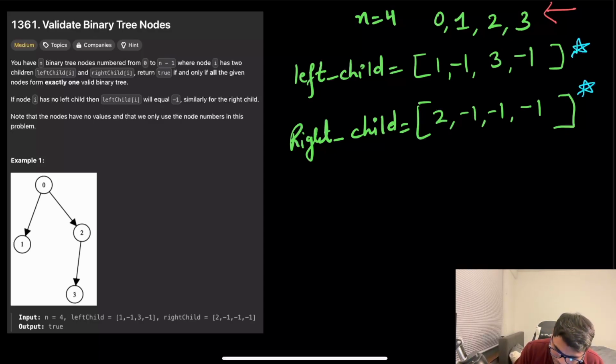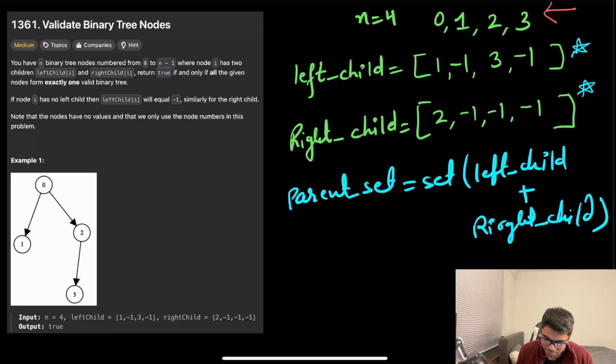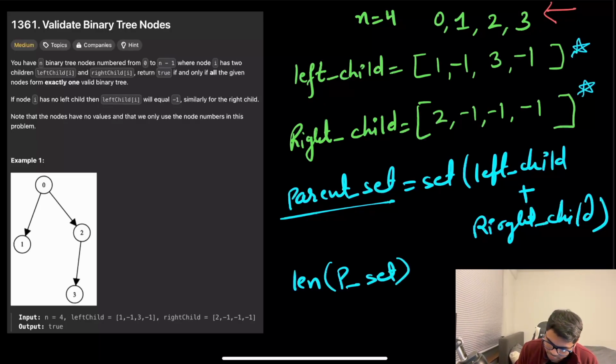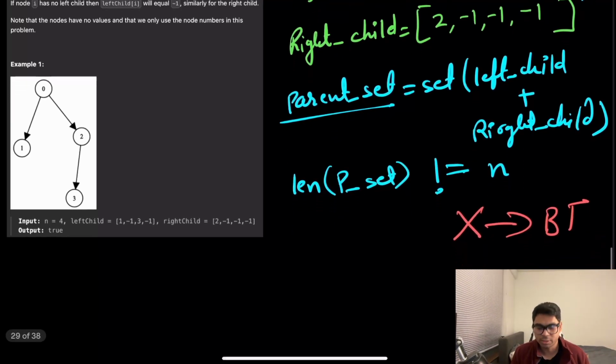So we'll create a parent set, that would be basically the set of left child plus right child. And if the length of the parent set cannot be equal to n, if this is the case, then this is not the right binary tree. We'll return false.